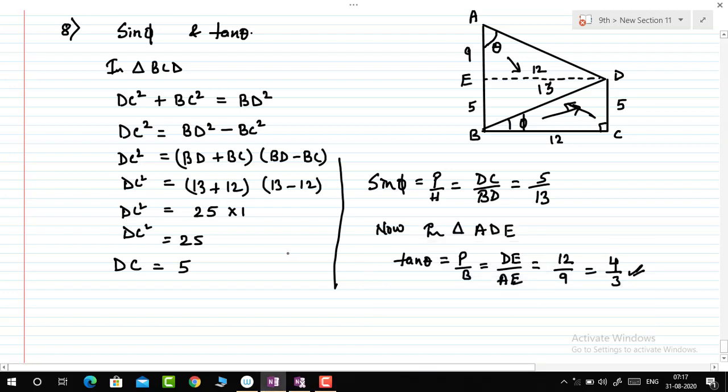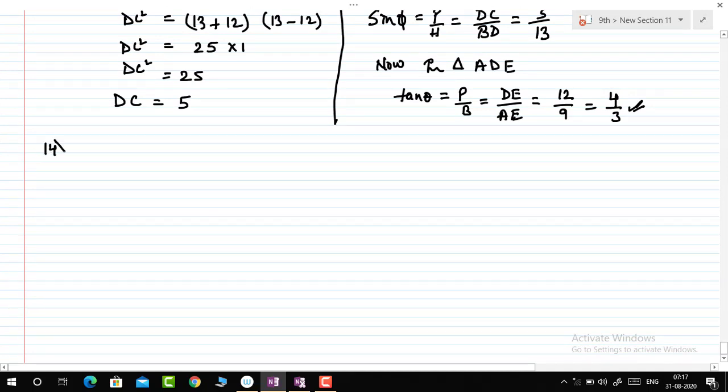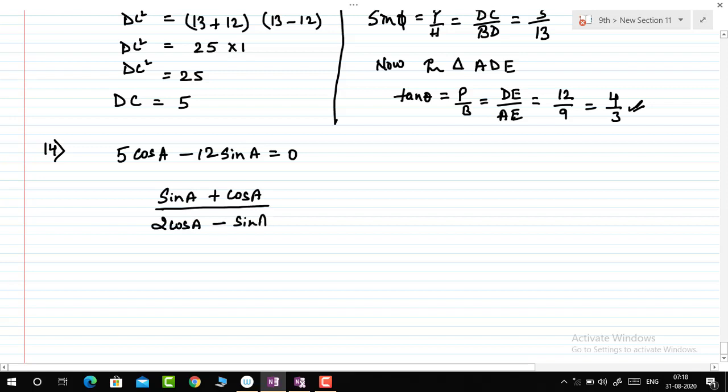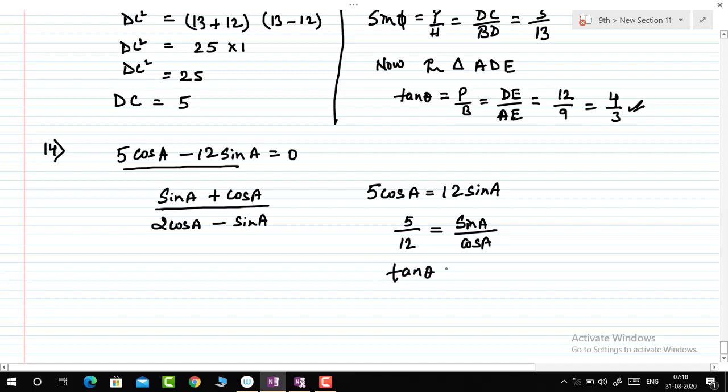Now come to question number 14. In question 14, it is given that 5 cos A minus 12 sin A equals 0, and we have to evaluate (sin A plus cos A) upon (2 cos A minus sin A). From the given equation we can write 5 cos A equals 12 sin A. So sin A upon cos A will be 5 upon 12, and we know that sine theta upon cos theta is tan theta. So tan A is equal to 5 upon 12.